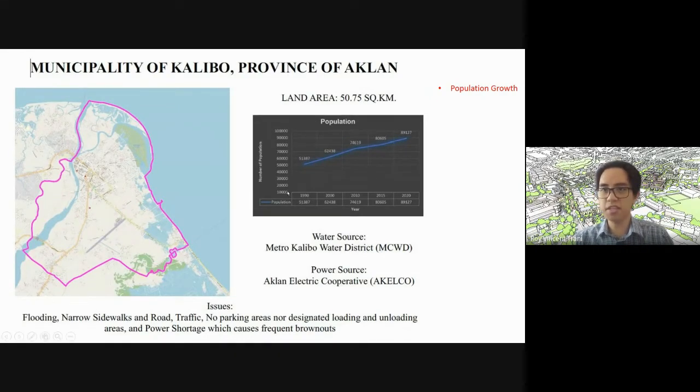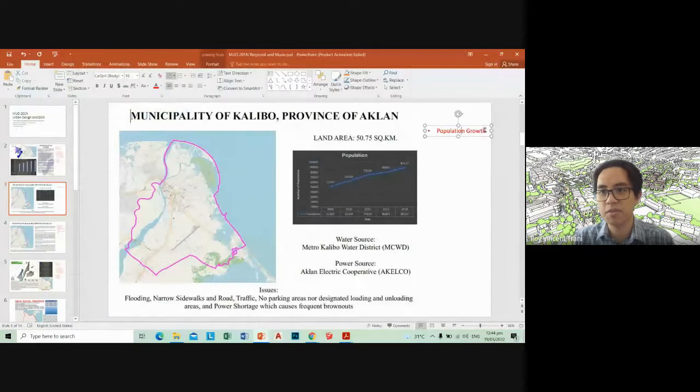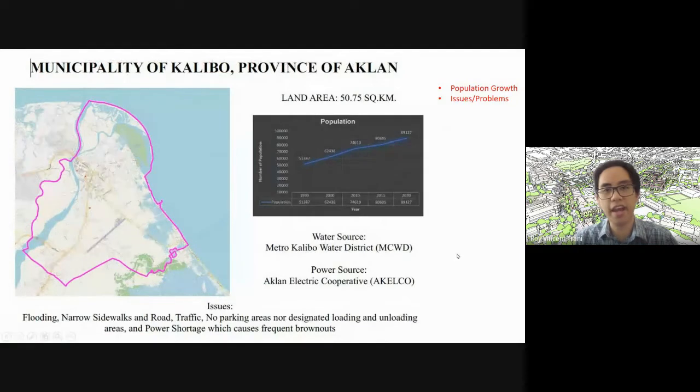And then this is seat work three, focusing on population growth and issues. I forgot to put this in here, so I'm just going to fill this in. I kind of ran out of time. Issues slash problems. Generally, when an area, a city or municipality has increased population, there are also increasing problems. So flooding, narrow sidewalks, road traffic, etc.